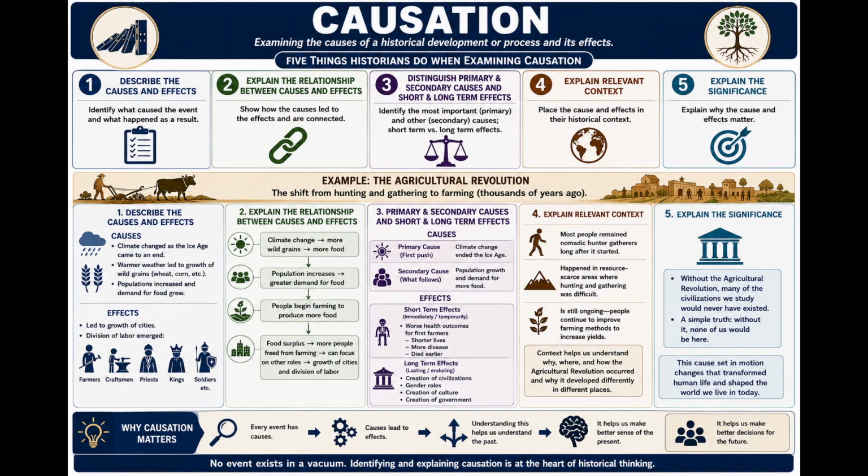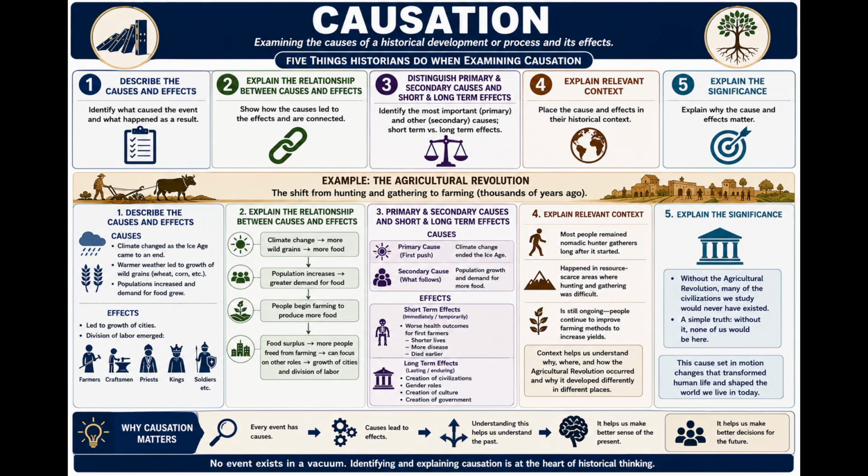With causation, we're determining a cause and effect relationship. So essentially, what causes a historical development or process to take place, and then what is the effect of that historical process and event once it has taken place, right? With any examination of causation, we should be looking at 5 separate things. We should be able to describe or identify the causes and the effects of the historical development process.